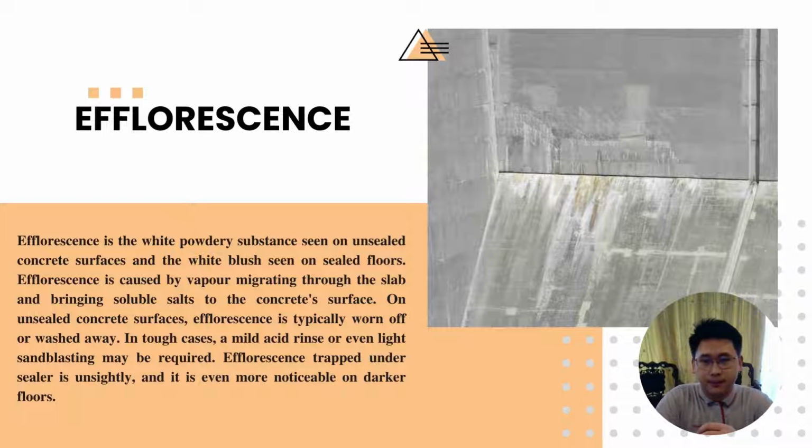is called efflorescence. Efflorescence is a white powdery substance seen on unsealed concrete surfaces and a white blush seen on sealed floors. Efflorescence is caused by vapor migrating through the slab and bringing soluble salts to the concrete surface. On unsealed concrete surfaces, efflorescence is typically worn off or washed away. In tough cases, a mild acid rinse or even light sandblasting may be required.